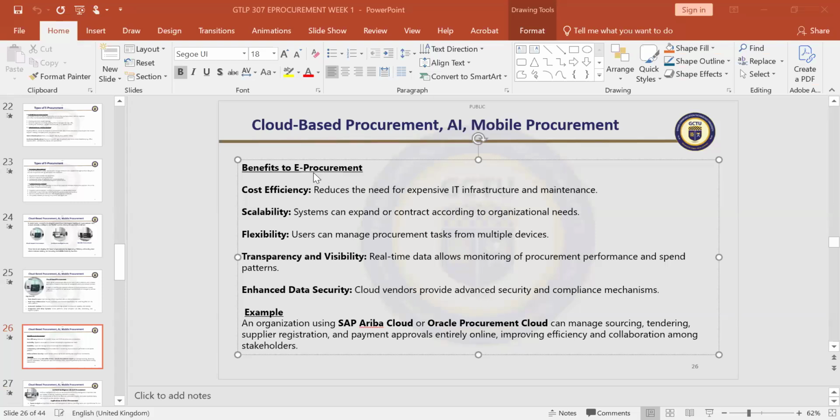Okay. And then it enhances data security. Cloud vendors provide advanced security and compliance mechanisms. So there are firewalls and other things they provide so that nobody can hack into your system and get whatever information they want. So an organization using SAP Ariba Cloud or Oracle Procurement Cloud can manage sourcing, tendering, supplier registration, and payment approval entirely online, improving efficiency and collaboration among stakeholders.